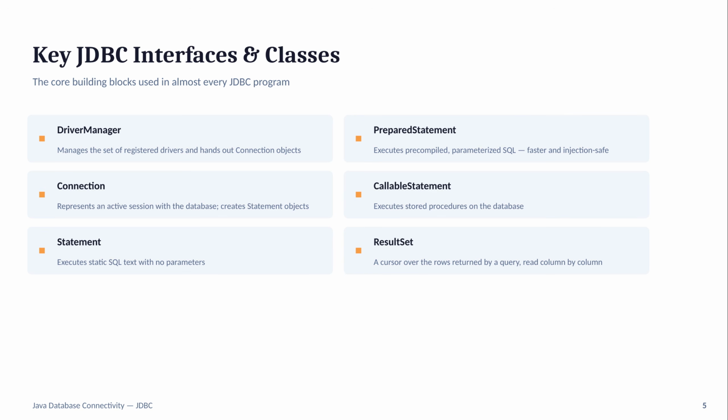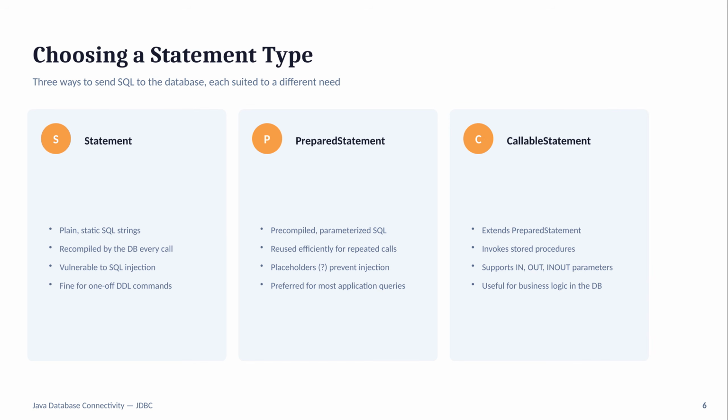JDBC interfaces. JDBC is built around a few essential interfaces and classes. The driver manager class manages database drivers and creates database connections. A connection object represents an active session with the database. Statement is used to execute simple SQL queries, while prepared statement executes precompiled parameterized queries, improving performance and security. Callable statement is used for stored procedures, and result set retrieves query results, allowing data to be read row by row and column by column.